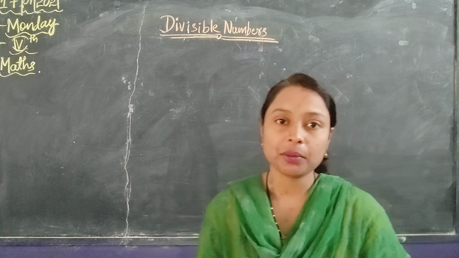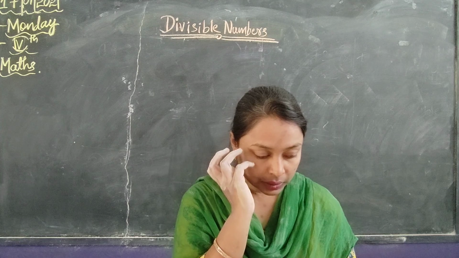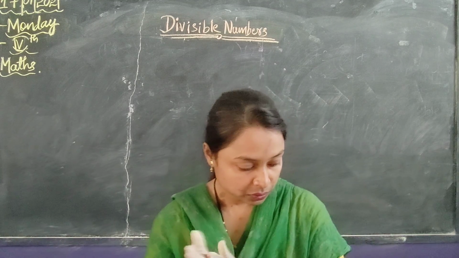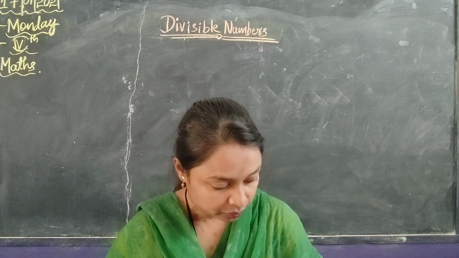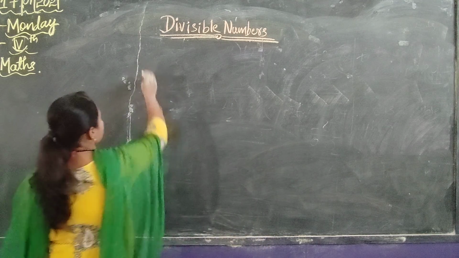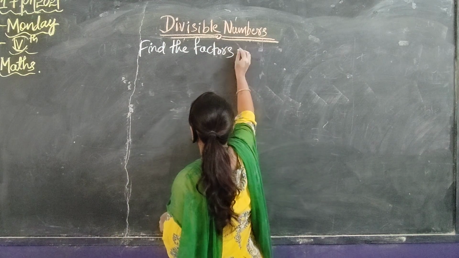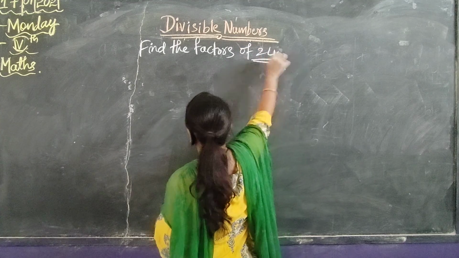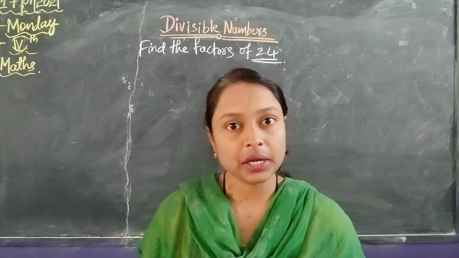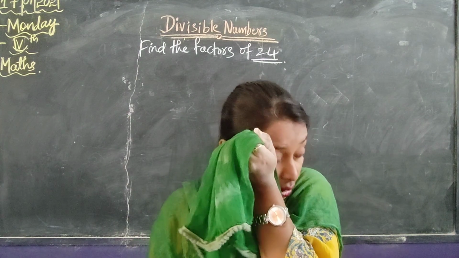So now, here one problem they have given. Find the factors of 24. So here they have given the question, find the factors of 24. So we have to find the factors of 24, means we have to find in which tables the number 24 will go.